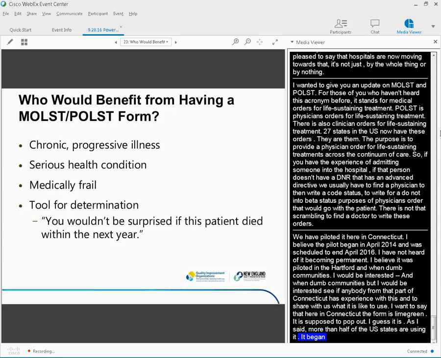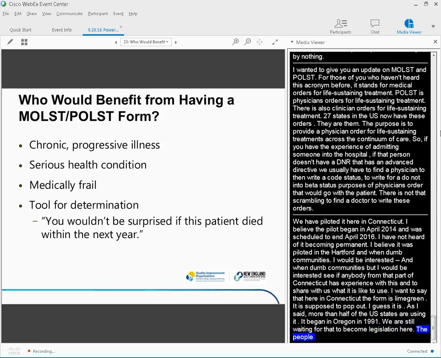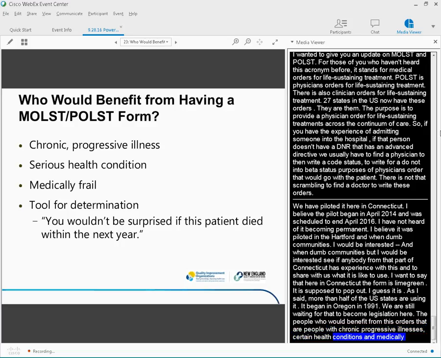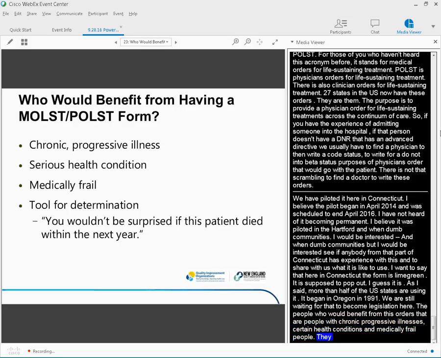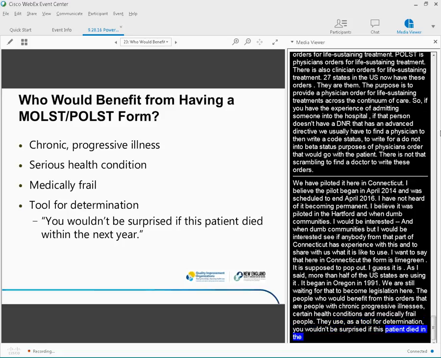The people who would benefit from this type of order set are people with chronic progressive illnesses, serious health conditions, certainly medically frail people. They use it as a tool for determination: you wouldn't be surprised if this patient died within the next year. And I think we can say that about a lot of our residents, right?